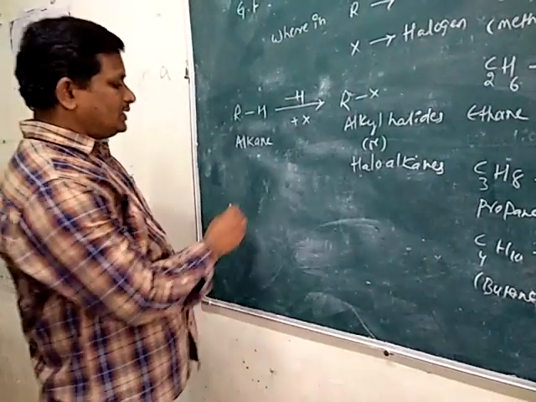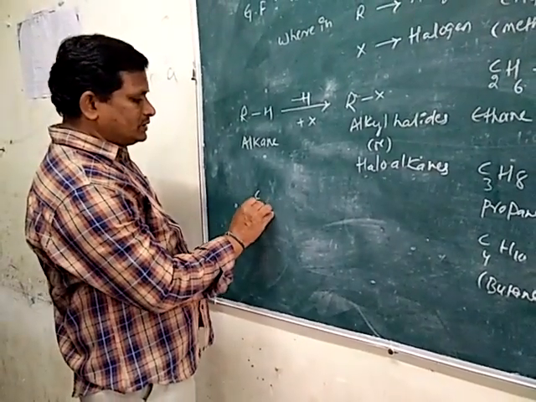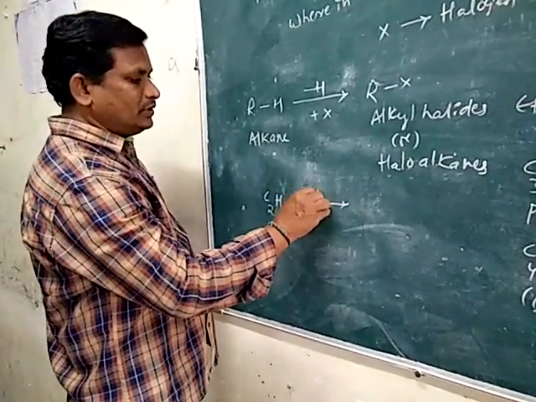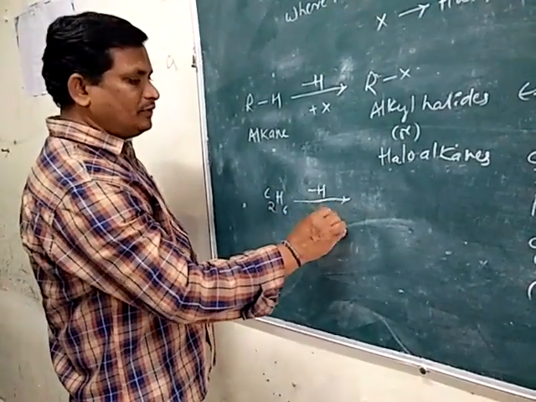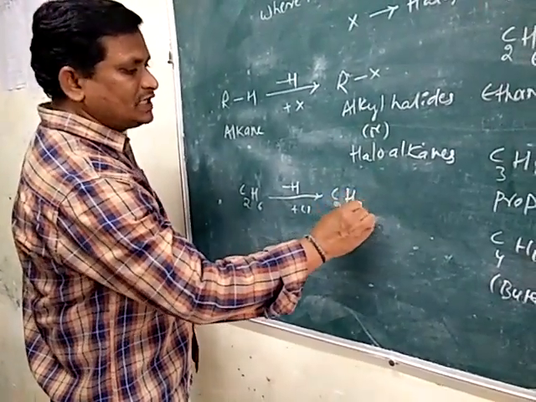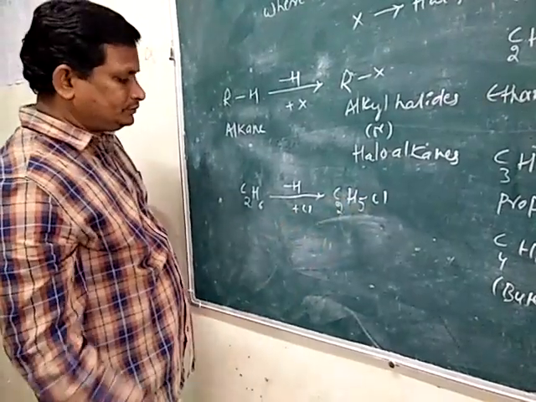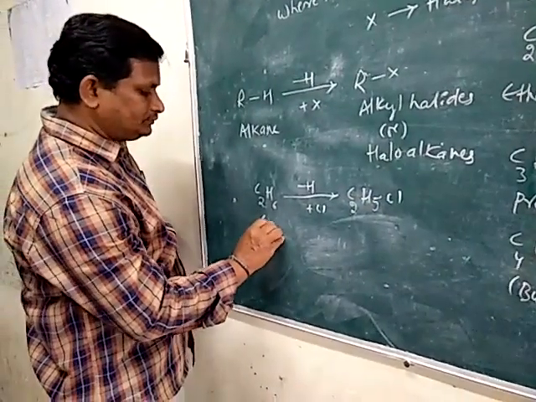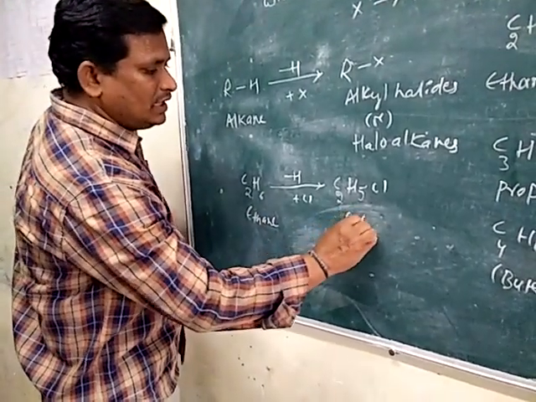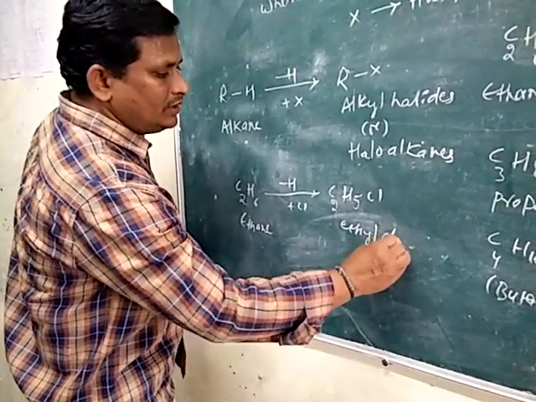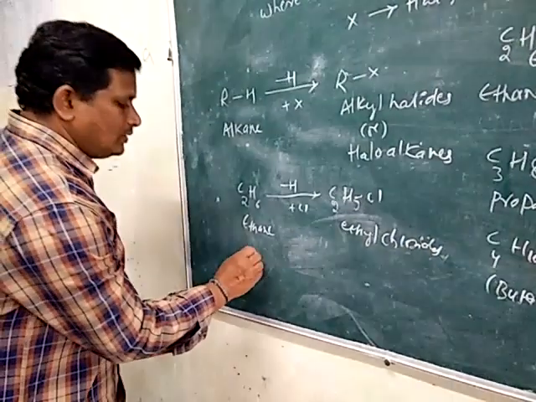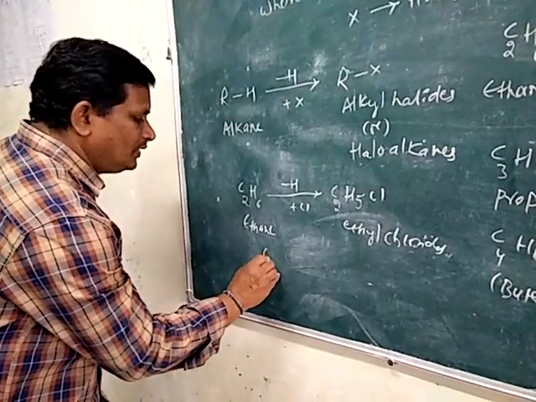Haloalkanes. For example, if you take C2H6 minus H, then the addition of chlorine gives C2H5Cl. It is ethyl chloride.